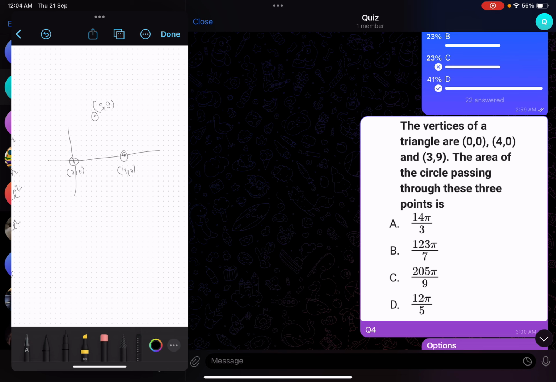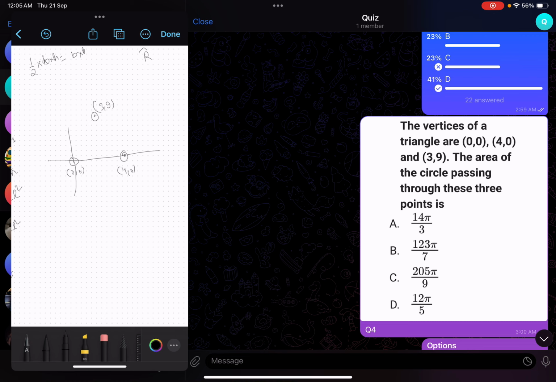This we got, this is our triangle. Since we want to know the area of the circle passing through these 3 points, passing through these 3 points means circumcircle. So basically the formula we'll be using is half of base into height equal to all the 3 sides.